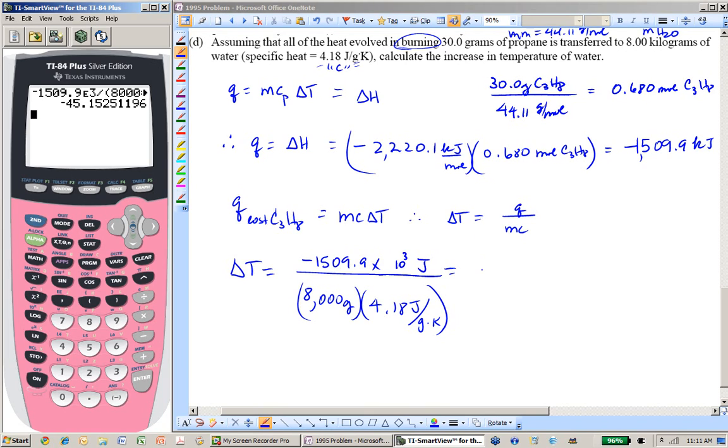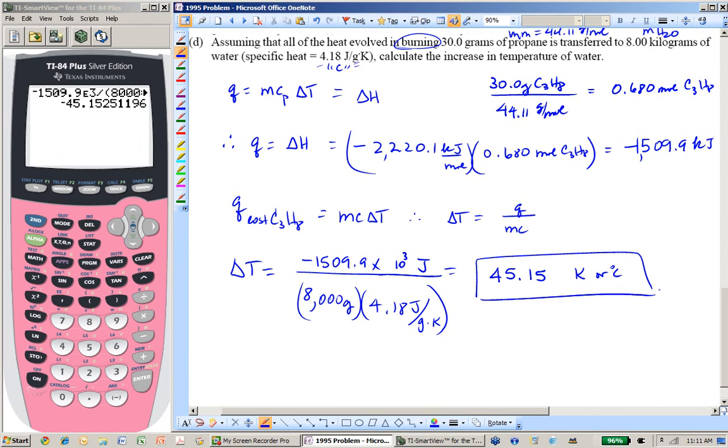That makes more sense, because I knew when I got that first temperature, there's no way in heck I'm going to burn 8 kilograms of propane and barely even warm the 8 kilograms of water. So, not 8 kilograms of propane, sorry, 30 grams of propane. It's still going to make a pretty good fire that's going to warm 8 kilograms of water nicely. So it comes out to be a delta T of 45.15, and you could report it as Kelvin or Celsius, whichever one.